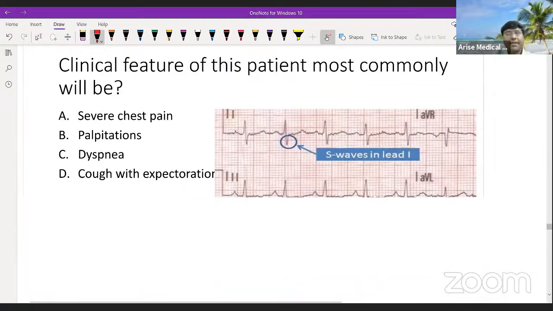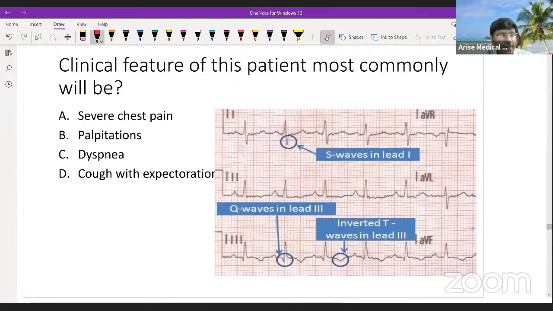Right. This is another interesting question. Clinical feature of this patient most commonly will be severe chest pain, palpitations, dyspnea, cough with expectoration. Yes, clinical features of this patient most commonly will be. Very good, Nirbhay Kumar.